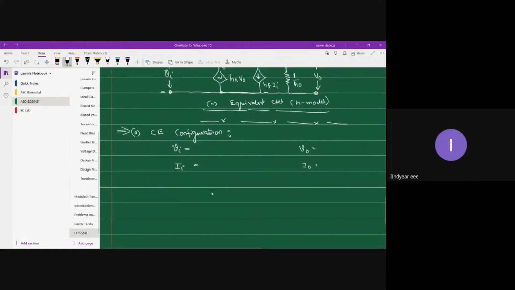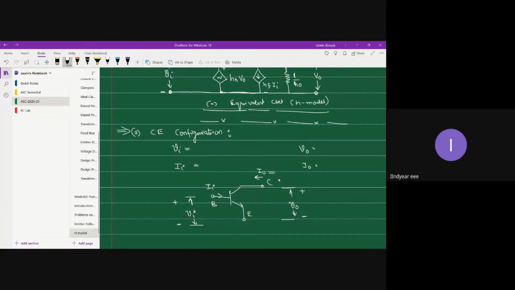Now, how do you identify the input currents and the voltages? I have already drawn this symbol in the beginning also. This is base and this is collector. So this is your input current, and this is your output current. This is your input voltage and this is your output voltage. This is your common emitter configuration.